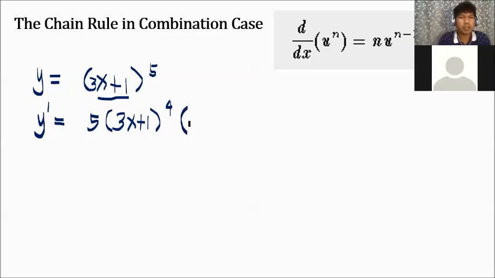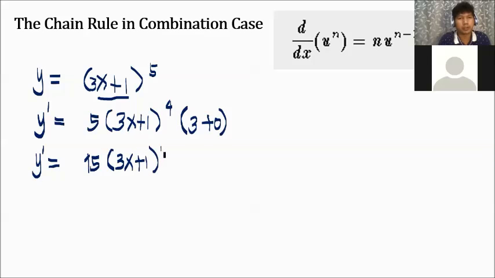The derivative of that function is 3 plus 0. Then we just simplify. So 5 times 3, that is 15, times 3x plus 1 raised to 4. Okay, so that's how we do it in combination case, just like yesterday.